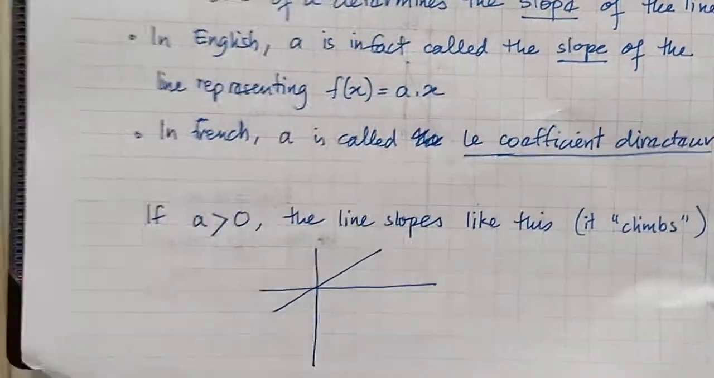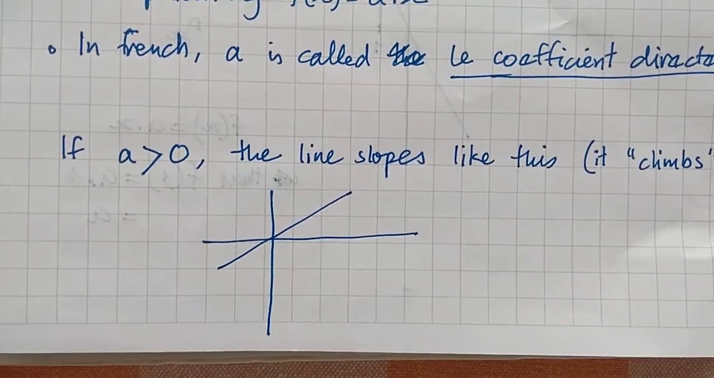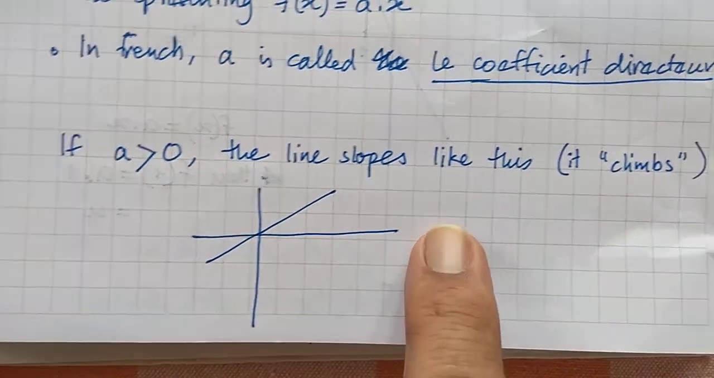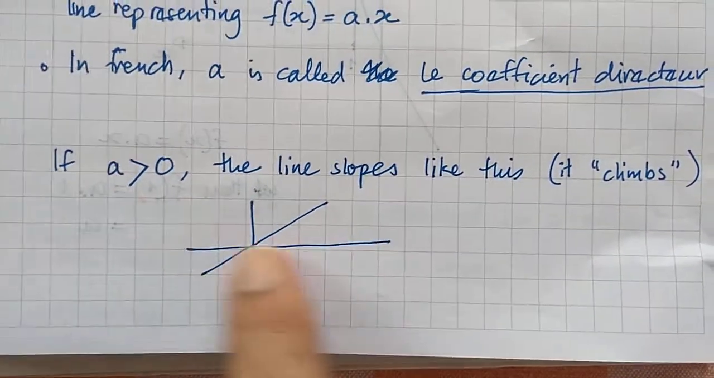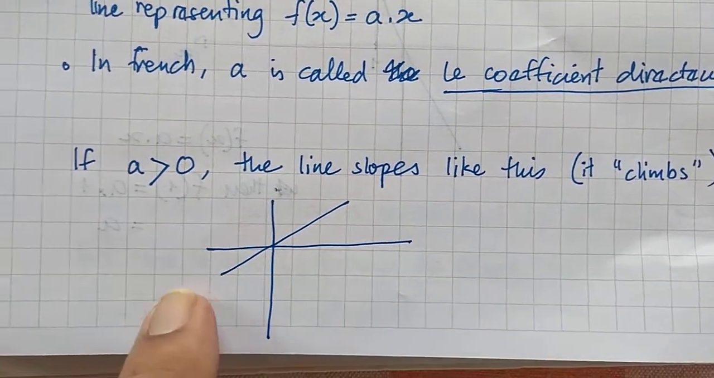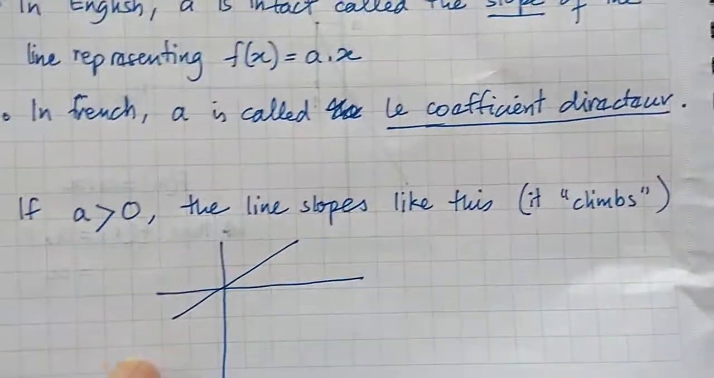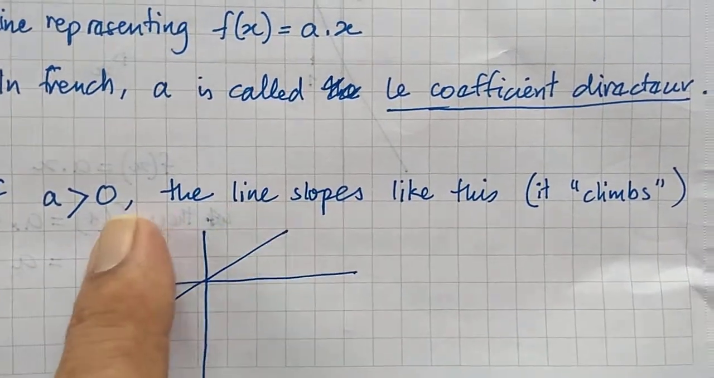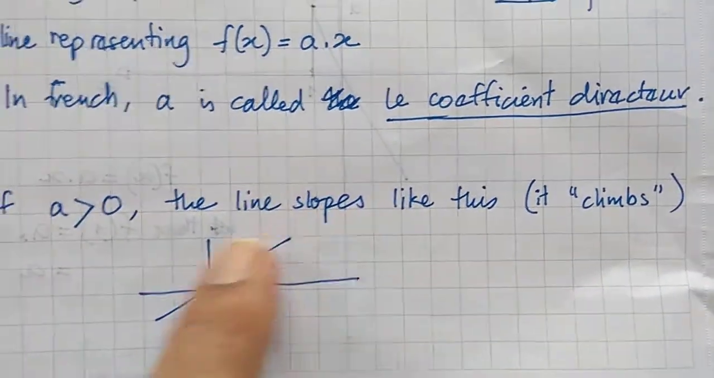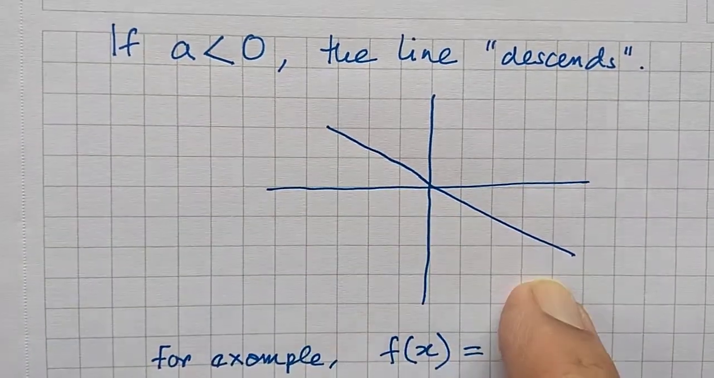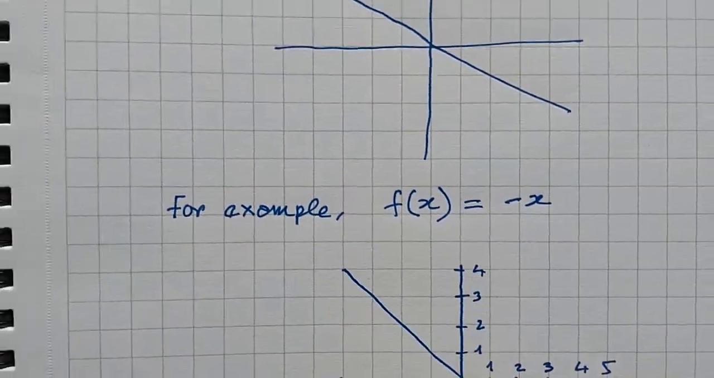Okay, now let's look at a few special cases. Or not special cases. Let's see, if a is 0, the line slopes like this. If a is greater than 0, the line slopes like this. Okay, it climbs. It goes from left bottom to right top. The higher the a, the steeper it is. That we just saw. Okay, that is one case. Now, if a is less than 0, the line descends. It goes like this.